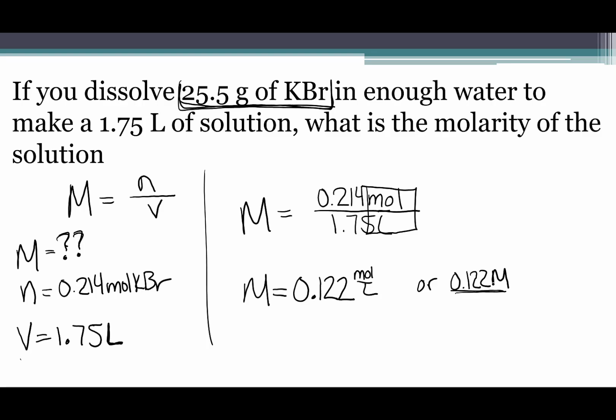So that's your first look at molarity. This is something we're going to use in other types of problems. So make sure you guys go out and practice a few of these problems.